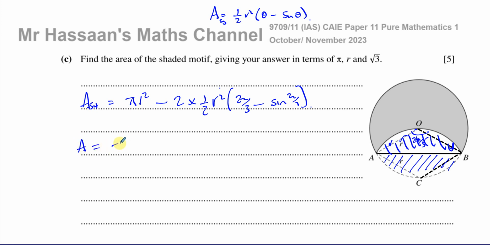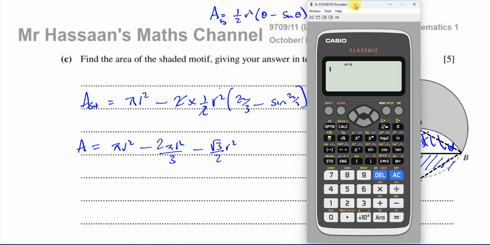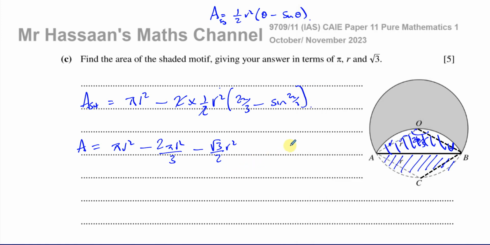So you're going to have pi r squared minus, these cancel out, so you're left with 2 times pi r squared over 3, minus, now the sine of 2 pi over 3 is root 3 over 2. Root 3 over 2 times r squared. And just to confirm that, if we have a calculator and we make sure that it's in radian mode, we put sine of 2 pi over 3, which gives us root 3 over 2. Okay, so we know that's root 3 over 2.